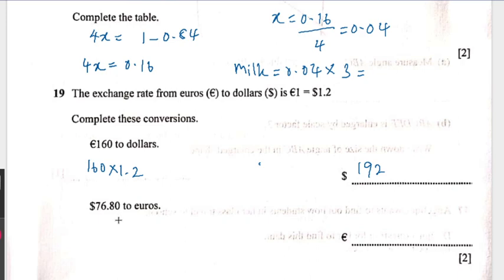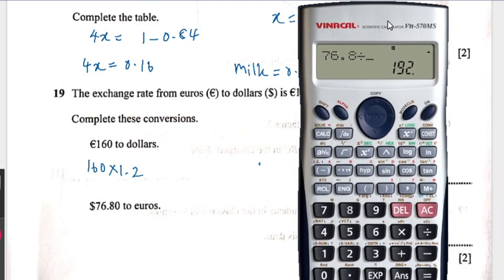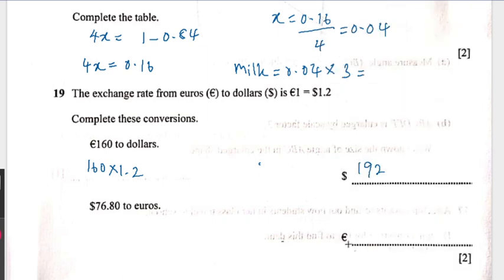Now $76.8 equals to how much euro? Okay, so we should divide, isn't it? 76.8 divided by 1.2. So we will get 64 euro. Okay, 76.80 divided by 1.2.